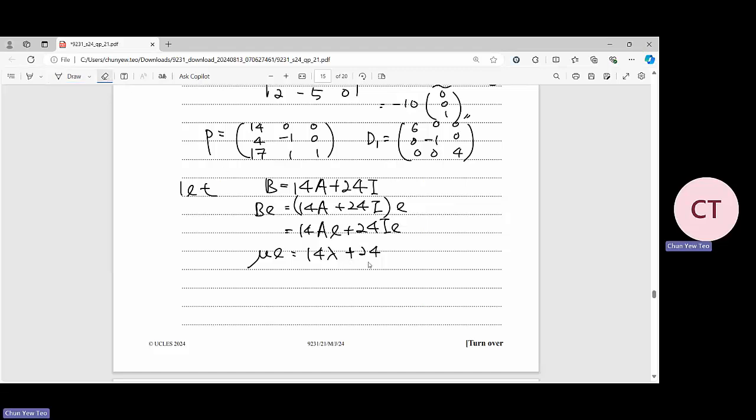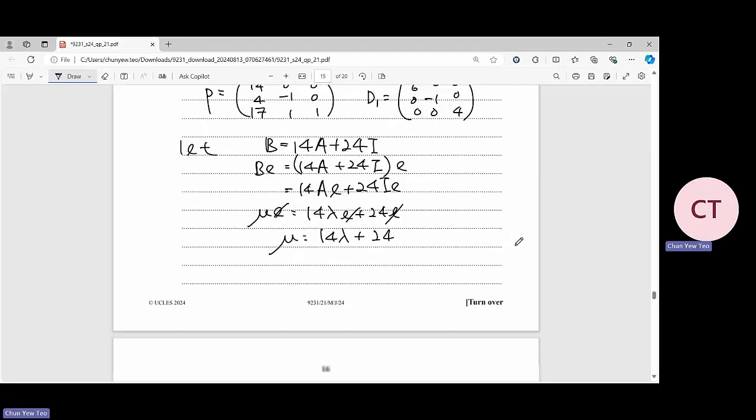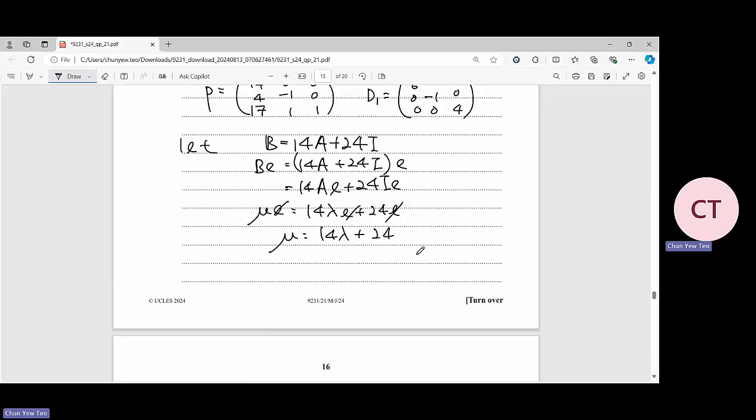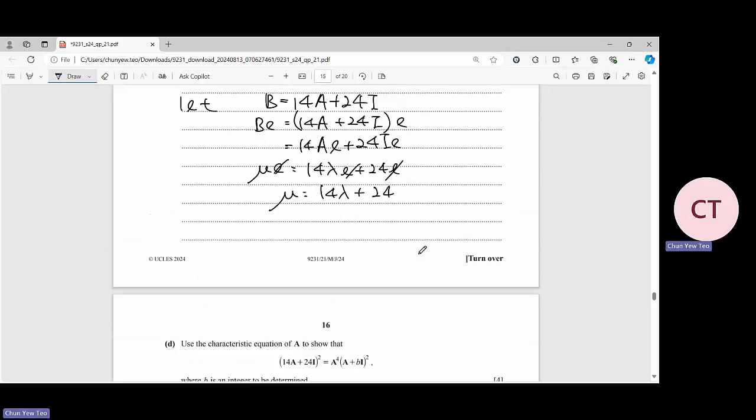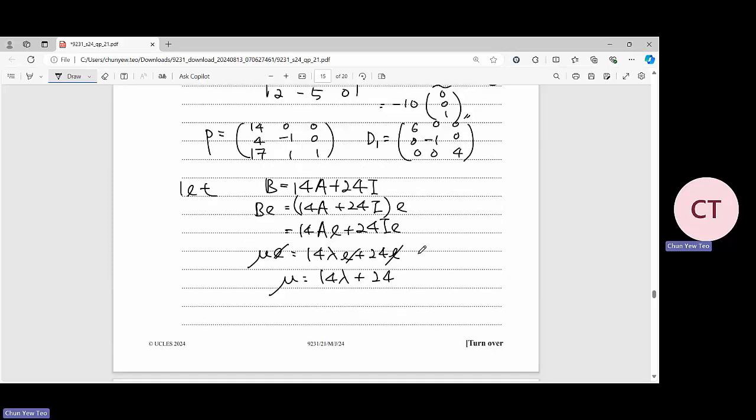All of them have E, all of them have E, lambda E. The E all cancel. You get mu is equal to 14 lambda plus 24. Okay, so not enough place already. Maybe I try to squeeze in everything here. Not enough place for me, so sorry. I need to erase this to put in the theory.